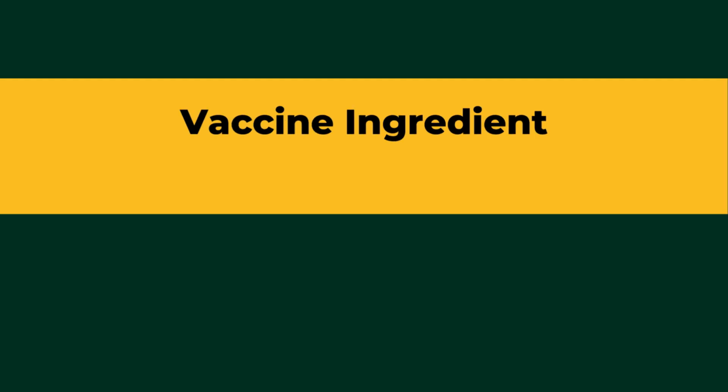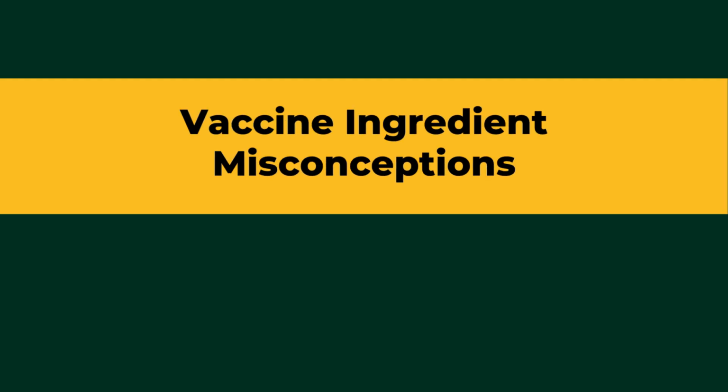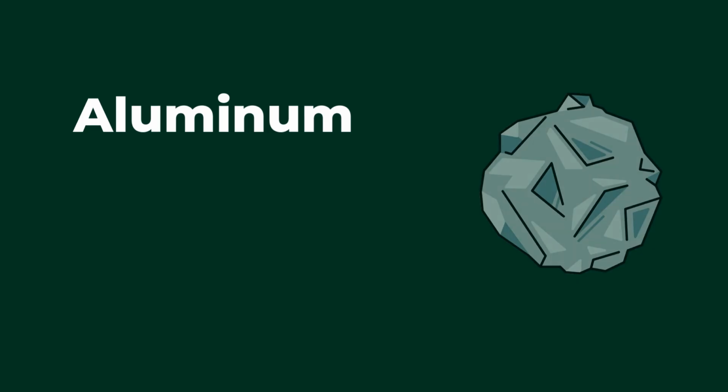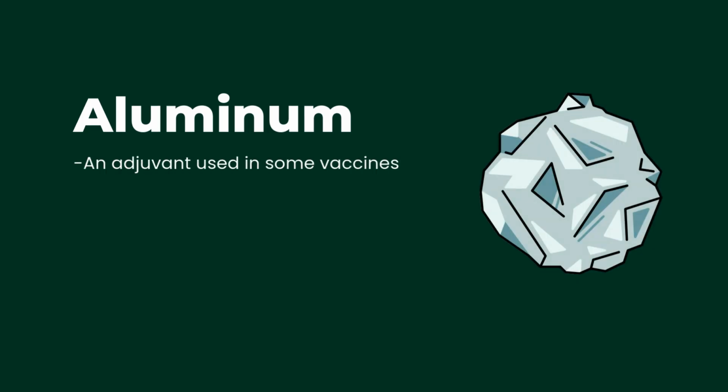In order to address vaccine hesitancy, it's important to recognize and address misconceptions about vaccines and their ingredients. This video will cover common misconceptions about aluminum, formaldehyde, thimerosal, and egg proteins. Aluminum, an adjuvant used in some vaccines, has been the subject of scrutiny for many years.